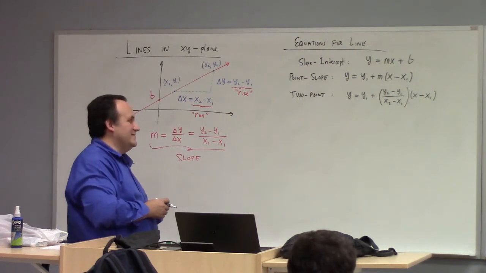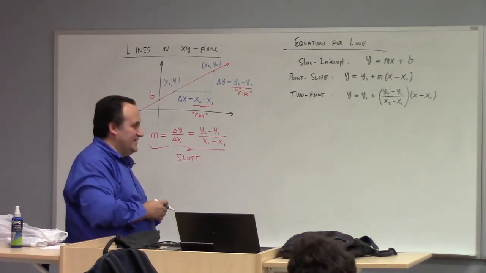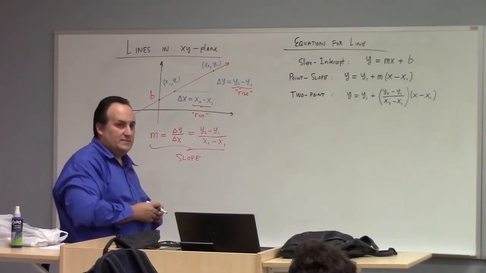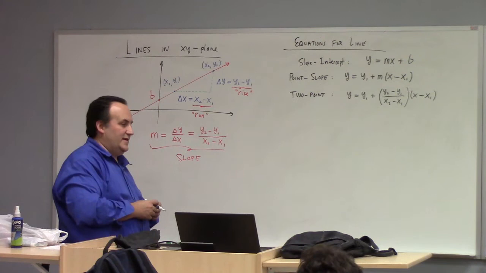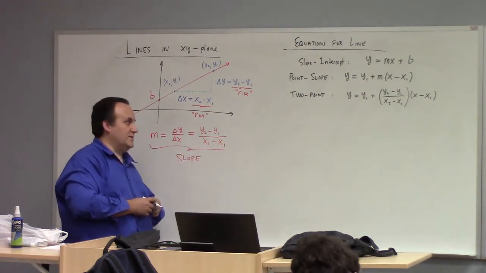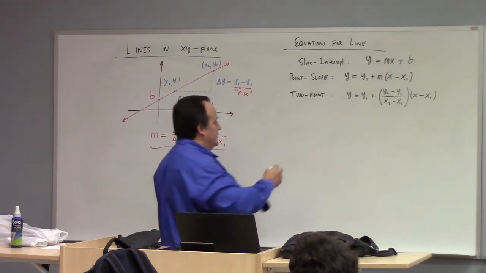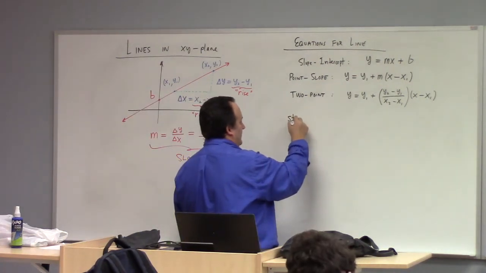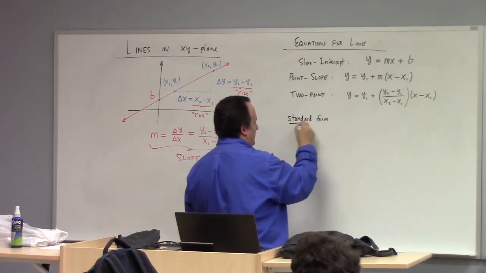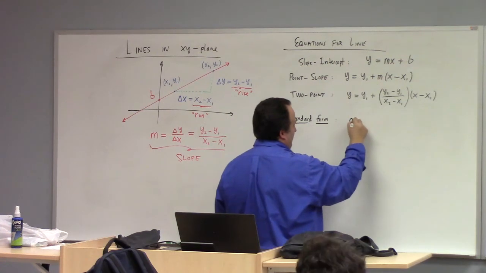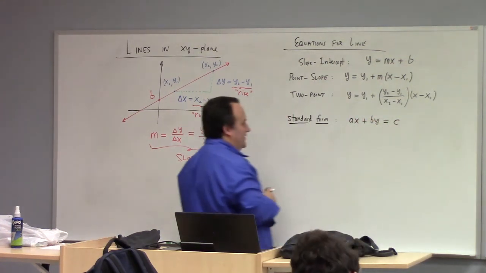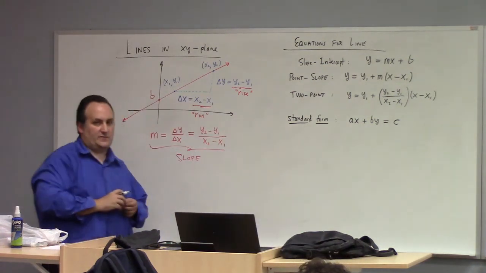Now, you probably need to safeguard it though, right? Because what happens with your points if x1 and x2 are equal? Yeah, if x1 and x2 are equal, the stuff breaks down, doesn't it? So that's why sometimes we need the standard form, as your book calls it. Standard, quote unquote, standard form is ax plus by equals c. That's the equation of a line in quote unquote standard form.